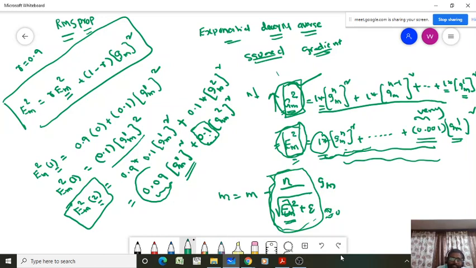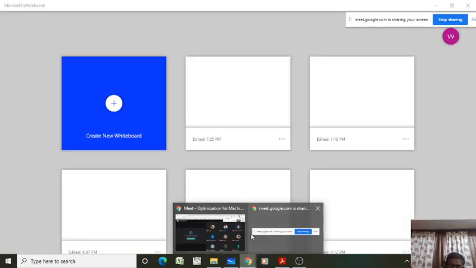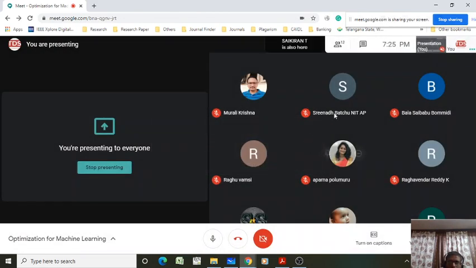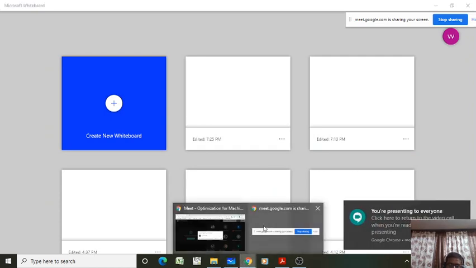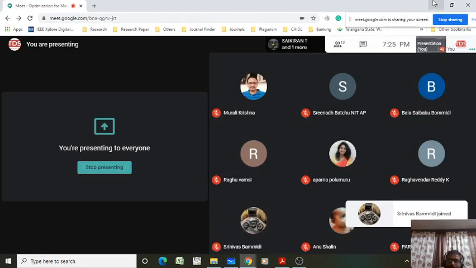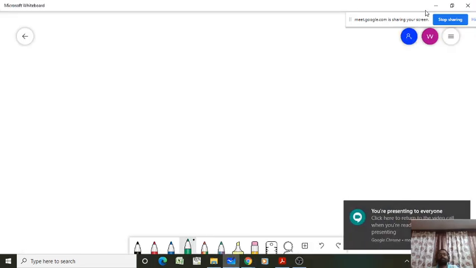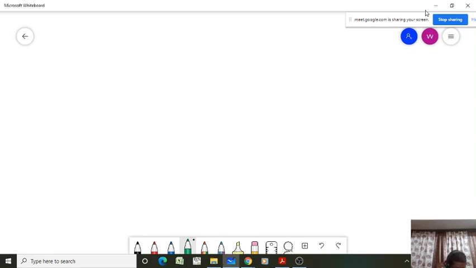Now we are going to discuss the step-by-step procedure for the RMSprop optimizer algorithm. I'm going to explain the RMSprop optimizer with respect to the simple linear regression model, how the RMSprop optimizer will update the parameters of a simple linear regression model. As it is a simple linear regression model, we have one input xi and one output yi.